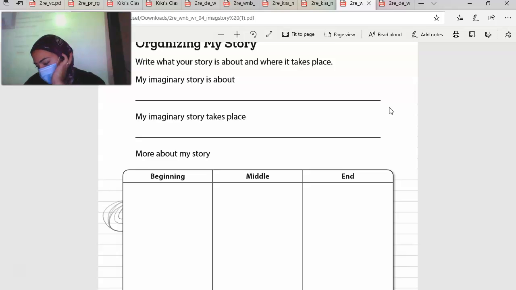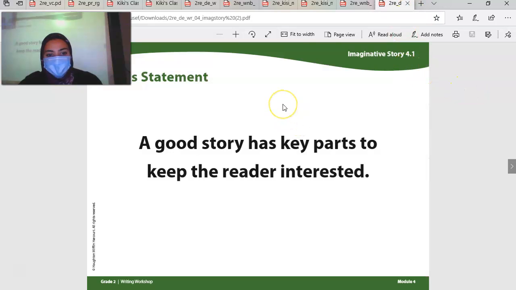And for the end, I write that the people are safe. My friend goes back to the mountaintop. I write this key idea in the third column. So again, I'm just writing key ideas. I'm not writing the whole story. And that's basically it for today. That's all we're going to do for today.